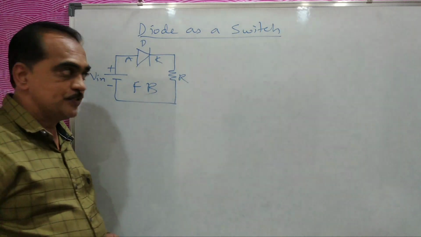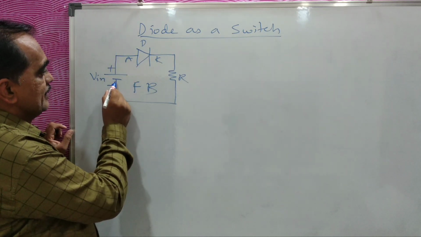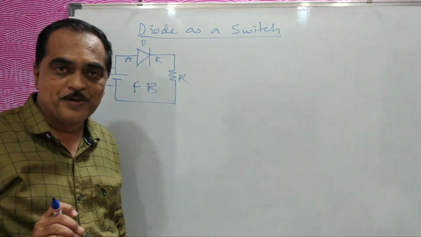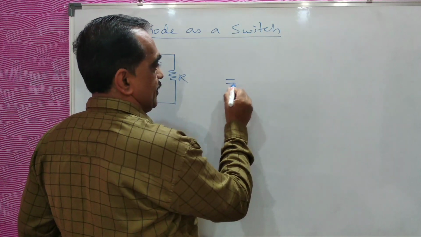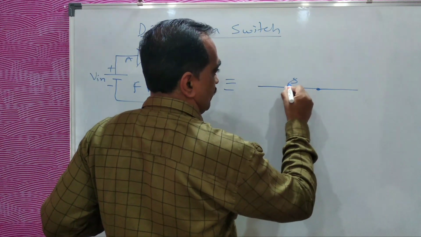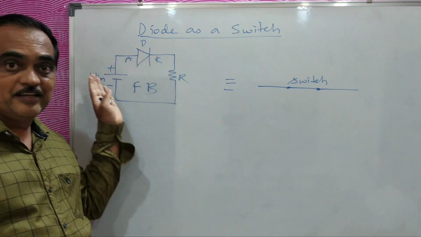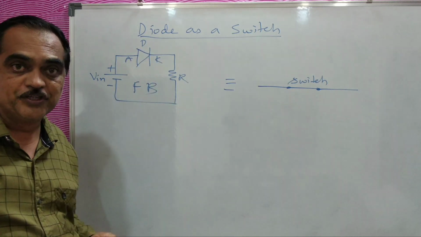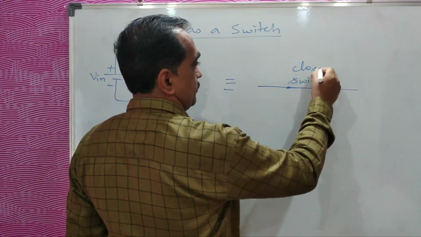In forward bias, the positive of the battery input voltage is connected to the anode and the negative of the battery is connected to the cathode. That means the diode is forward biased. It is going to conduct. When the diode conducts, it will be equivalent to a closed switch, because input is connected to output. Current is going to flow in the circuit, and it is called a closed switch.